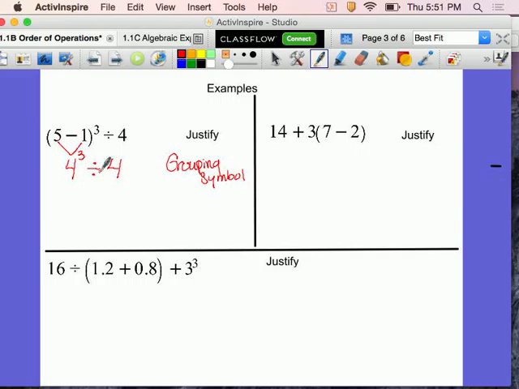I've got 4 to the 3rd power and division. So I need to do an exponent before division. 4 to the 3rd power, watch out, a lot of you accidentally would say that that was 12 last year, so make sure you're actually thinking about exponents. It's 4 times 4 times 4, which is 64. And then just copy down the division problem. And our justification, we saw an exponent.